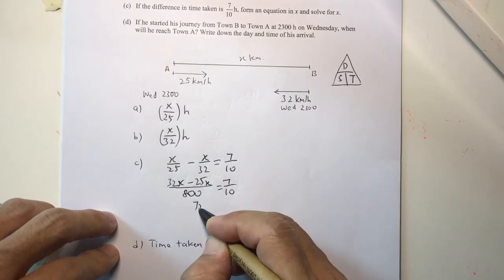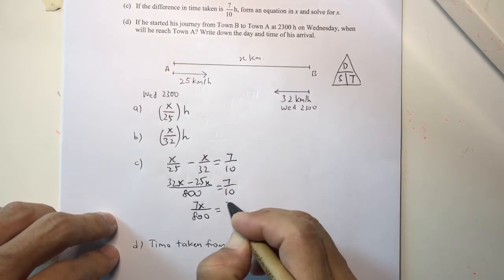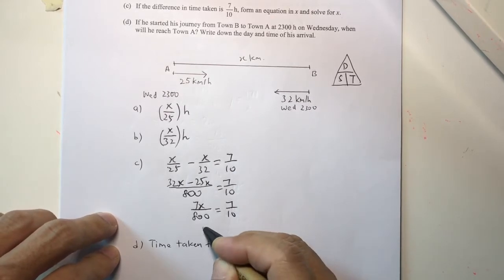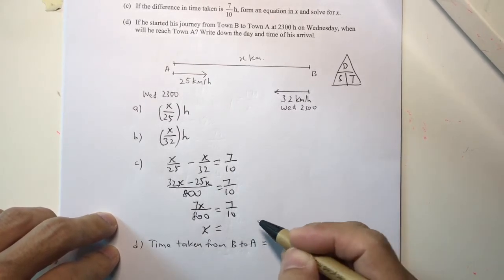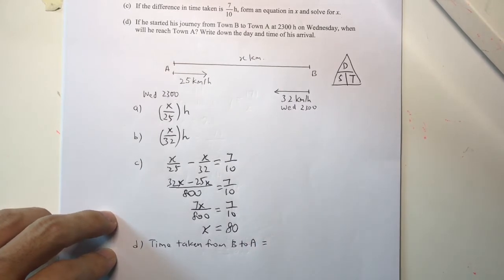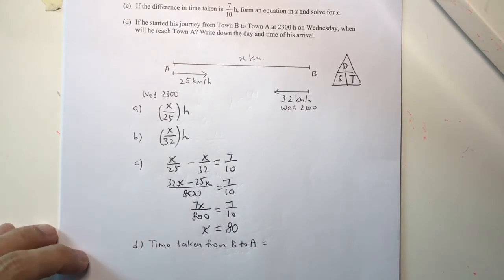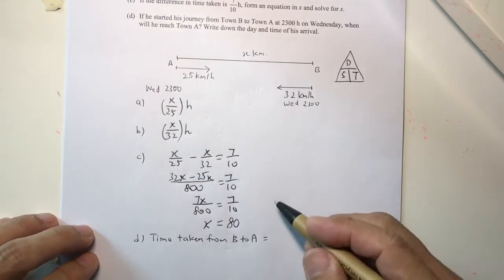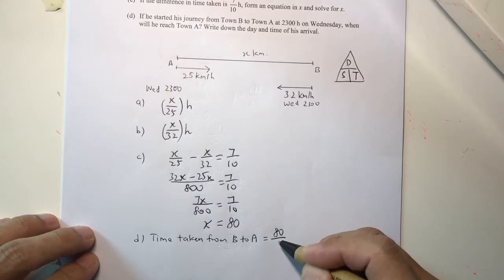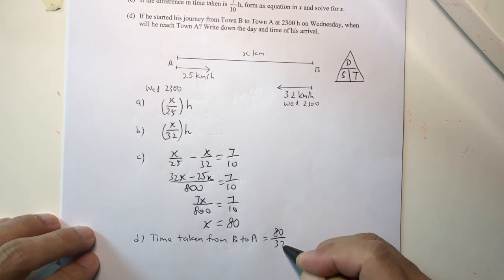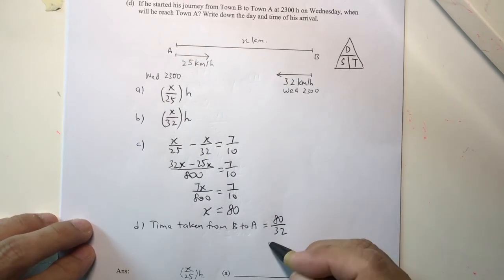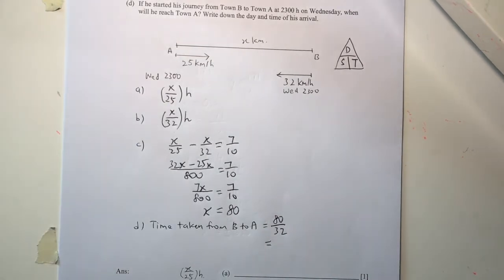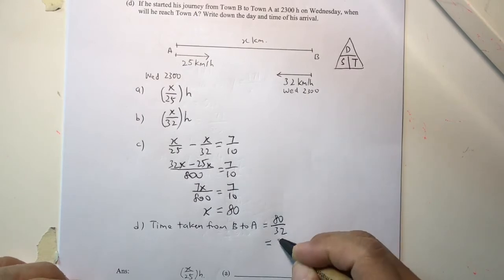That will be 7x over 800, 7/10. And simplifying this, we will have x equals 80. And the time taken from B to A, which is x over 32, will be 80 over 32. And this time taken will be 2.5 hours.